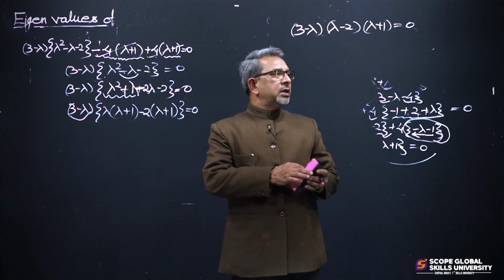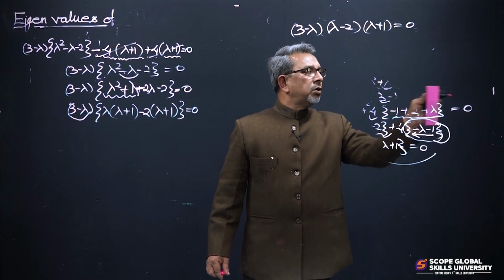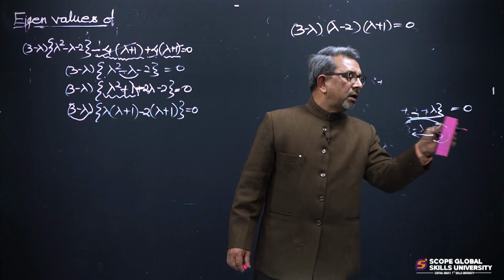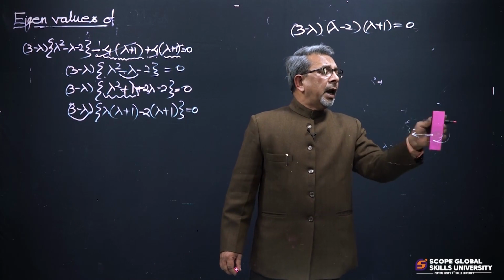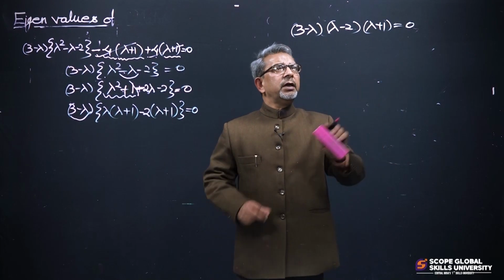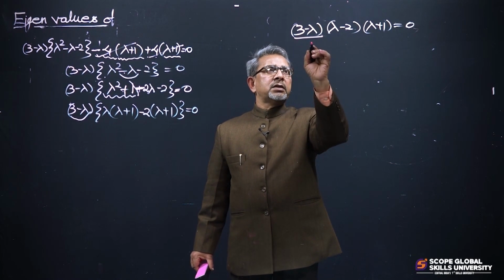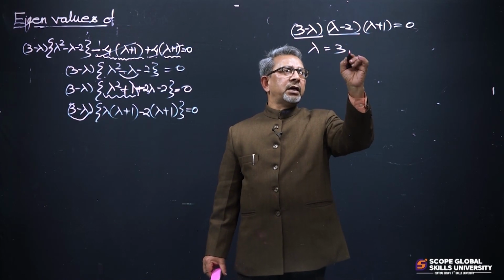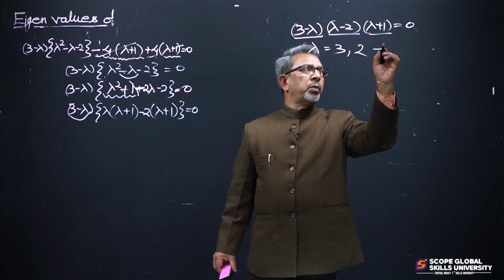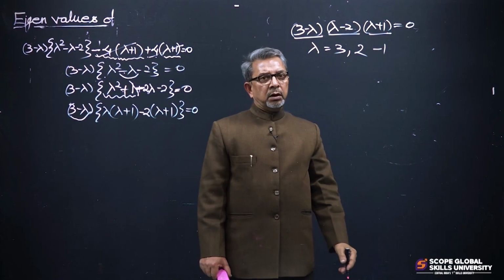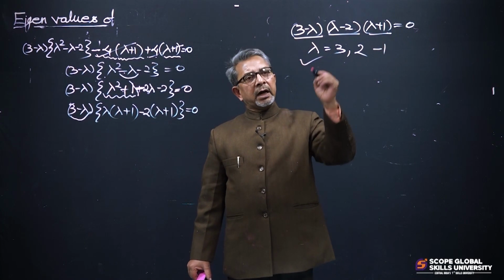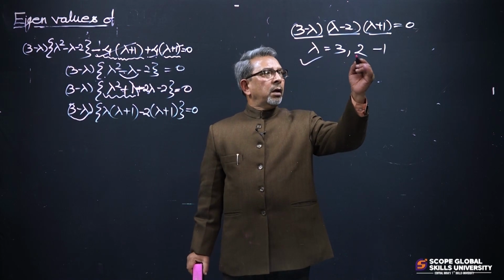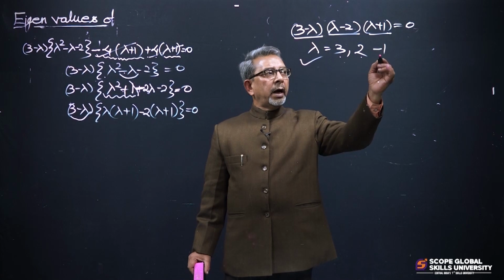On equating these factors separately with 0, we get three different values of lambda. That means lambda is equal to 3 by this, lambda is equal to 2 by this factor, and lambda is equal to minus 1 by this factor. So, in this way we get three eigenvalues of this square matrix, 3, 2 and minus 1.